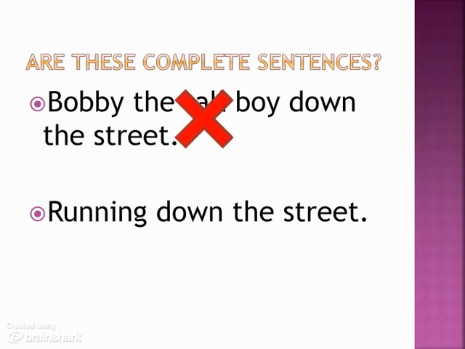What about the next one? Running down the street. Do you think this is a complete sentence? If you said no, you're right. We have a predicate, running down the street, but who's running? We can assume it's Bobby from the sentence above, but what if we didn't have that sentence? We wouldn't know who was running down the street. So this is not a complete sentence either. Please cross off these sentences in your notes because they are not complete sentences.